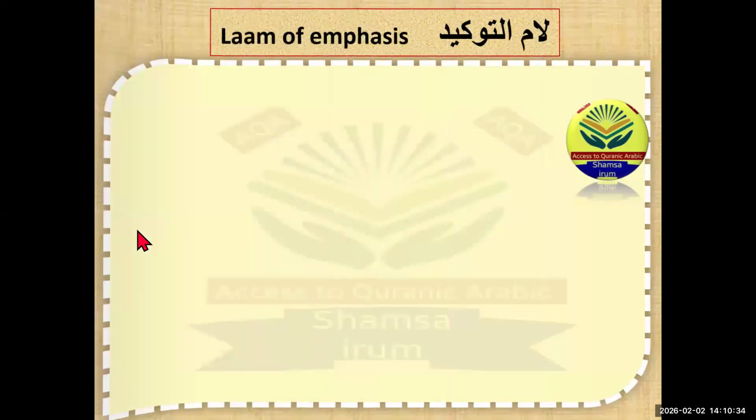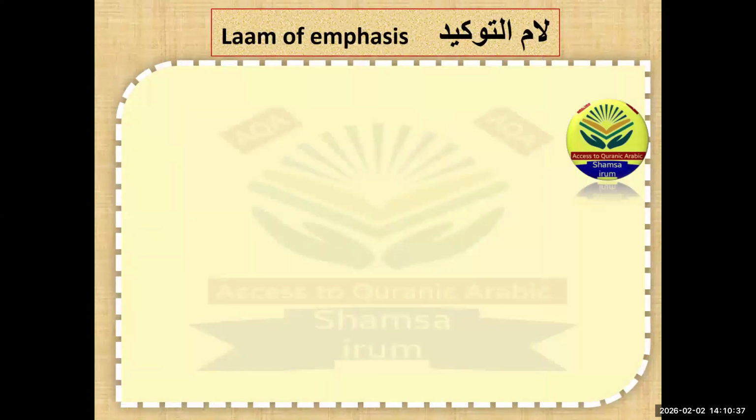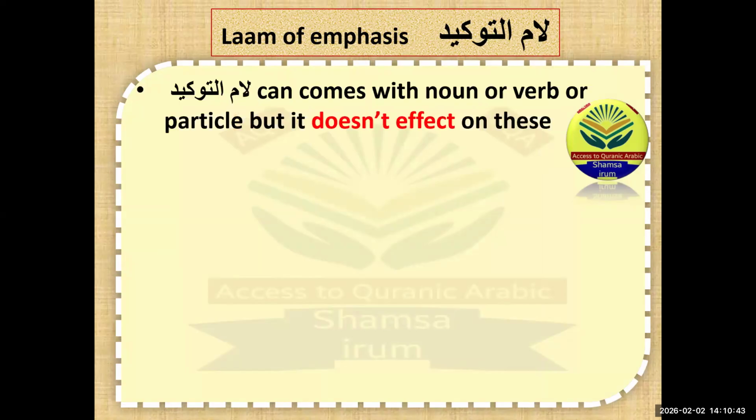But it still is a very important particle. So let's start now. In this slide I will explain some important information about the Laam of tauqeed. The first one is that the Laam of tauqeed can come with a noun, a verb, or a particle, but it doesn't affect these. It can be connected with a noun, a verb or a particle, but it doesn't bring any change in any of these. The second point is the Laam of tauqeed always has fatha on top of it. It is the opposite of the Laam of jar. Laam of jar has the kasra on it and the Laam of tauqeed has the fatha on it.